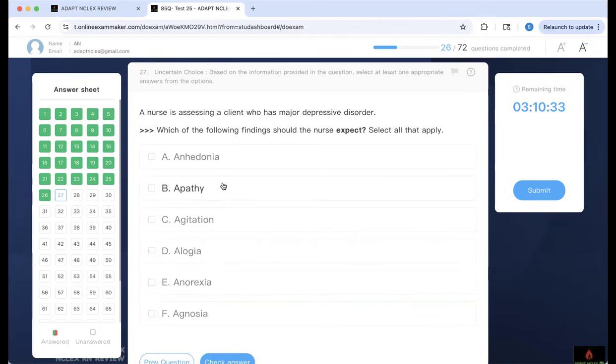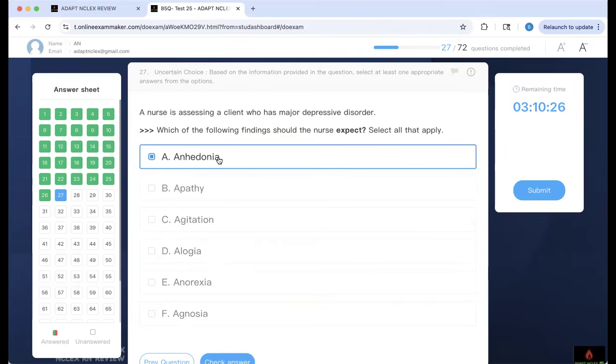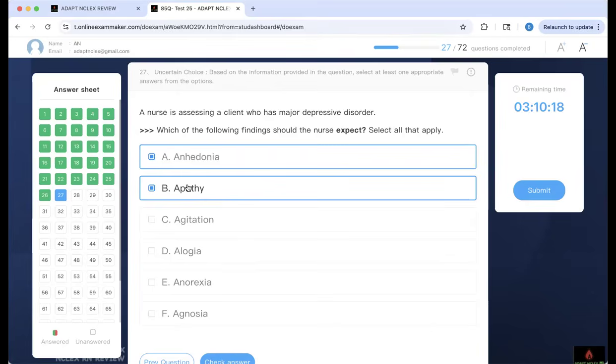But I can tell you, anhedonia, lack of pleasure, you see in depression. Apathy, what? Interest. I don't care. Lack of motivation. Apathy, lack of motivation. Anhedonia, you don't have pleasure or interest in doing anything. They may have psychomotor agitation. So this is it. Alogia is a trap. It's a poverty of speech. You see it in what? Schizophrenia.